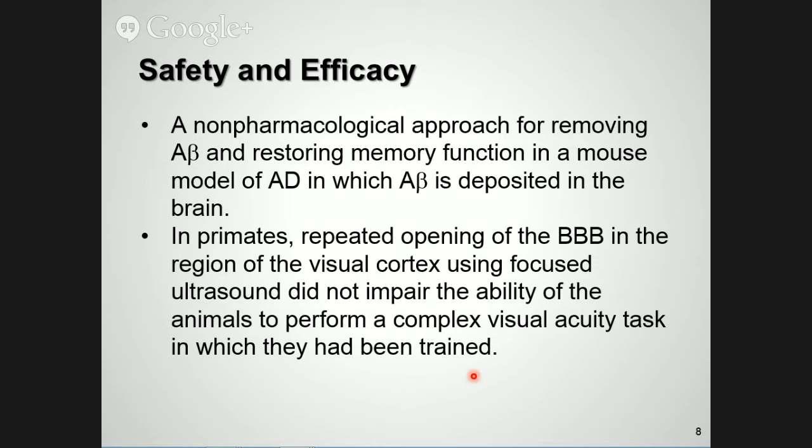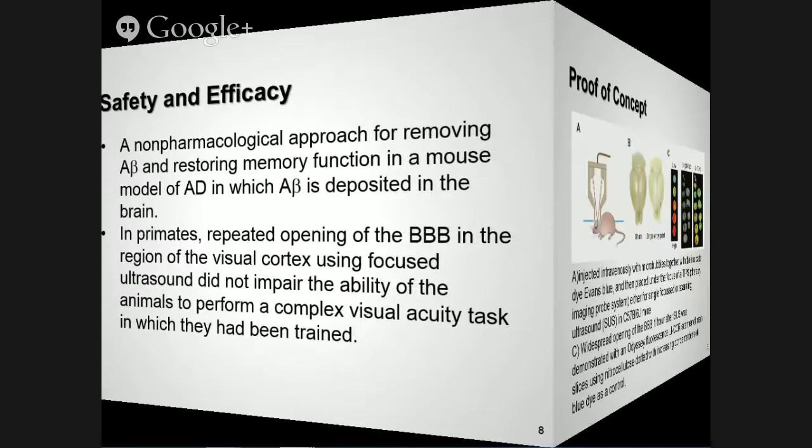And again, these are not the same authors that performed this. If you're really interested in it, there is a link in the paper that I showed you at the very beginning that was published in Science Translational Medicine that will actually take you to this paper that was published 2 years ago.